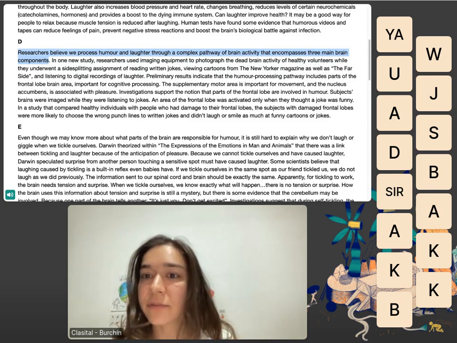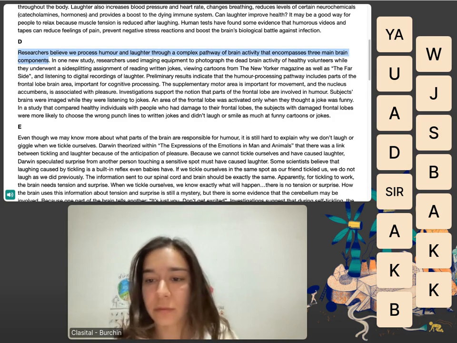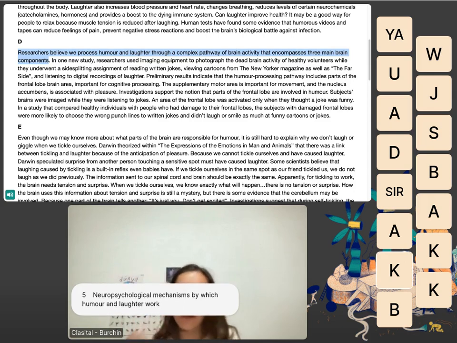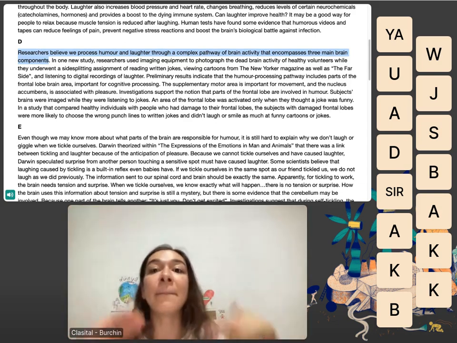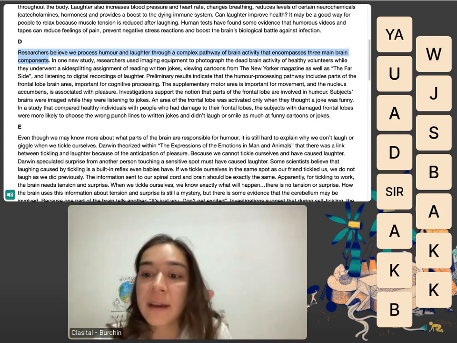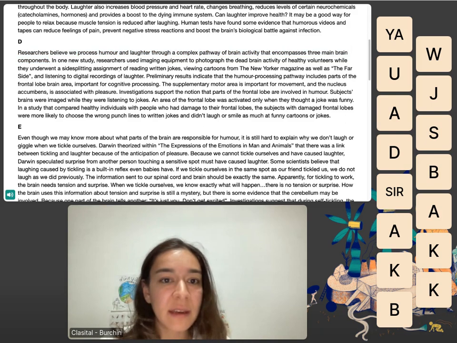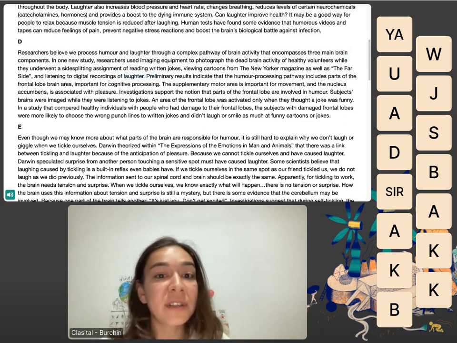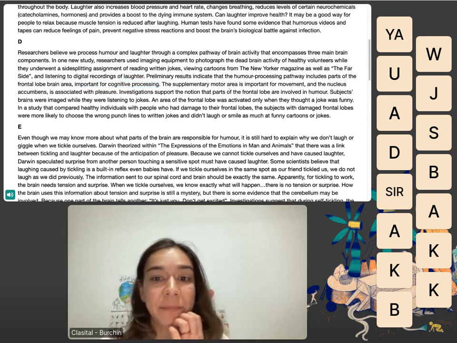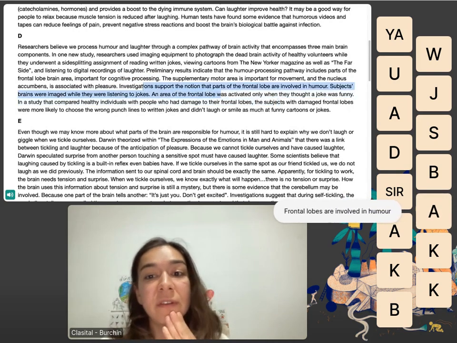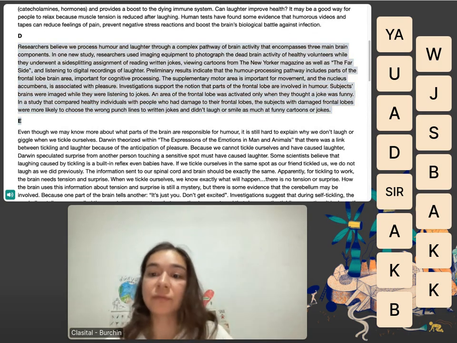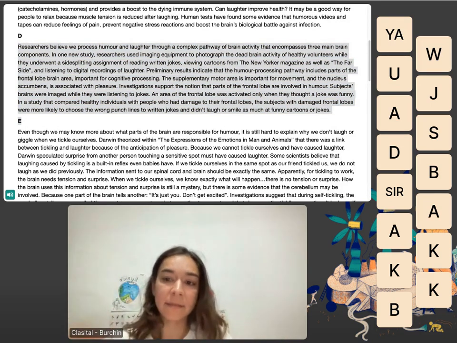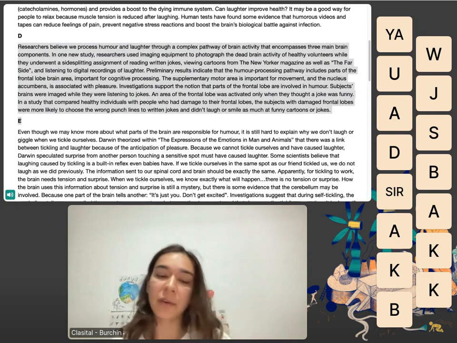I couldn't find the answer for question 5. Because in paragraph D, actually, it is telling a process. It's telling me a mechanism behind the laughter and humor. Let me see. Laughter important for cognitive processing. An area of frontal lobe was activated. Actually, the whole passage is about the neuropsychological mechanism that is responsible for humor and laughter.